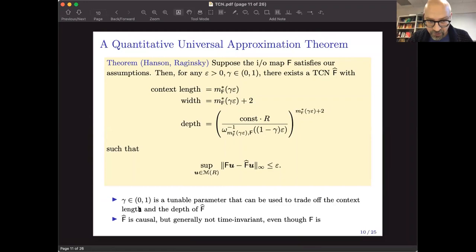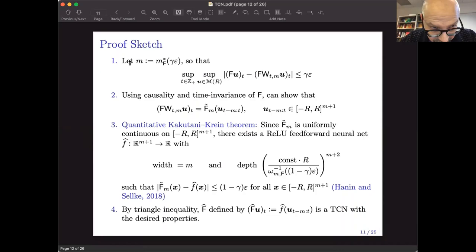first we're going to choose M to be the approximate memory length for our system. Once we window the input to length M, we might as well forget our original system that operates on infinite sequences and restrict it to this functional that only takes the inputs from time zero to time t. And we already know that this is uniformly continuous with a certain modulus of continuity. Now we can use this wonderful result due to Hanin and Sellke, which I like to think of as a quantitative Kakutani-Krein theorem.